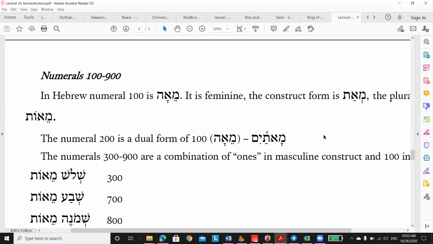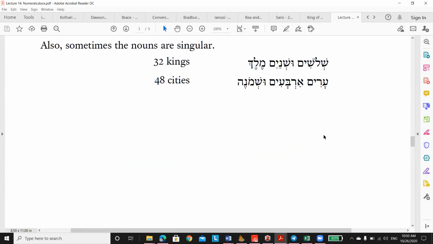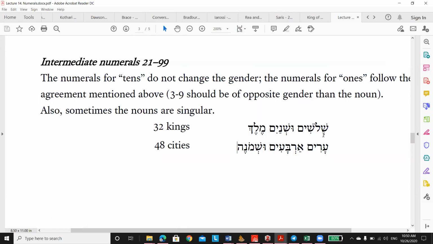Okay, now we have two numerals from 100. Just there, yes, just there, please. That number. Now, okay, you said that Arim is feminine. Of course. Because Arim is feminine, so yes, you take it to. That is why 8 should be masculine, because this one is feminine, because city is feminine, so 8 should be masculine. And 40 doesn't change gender.